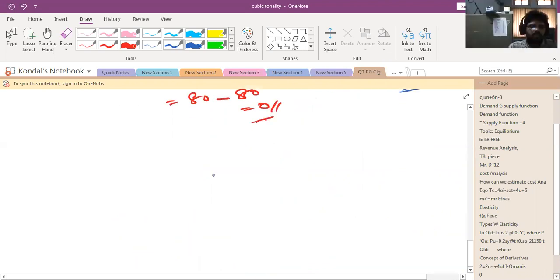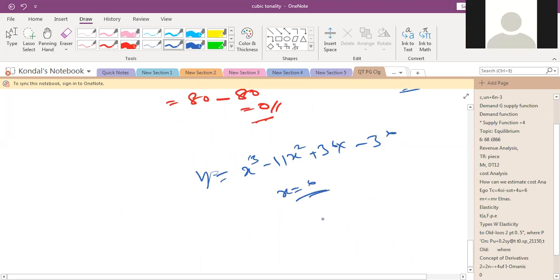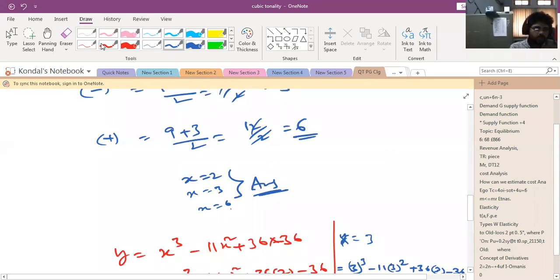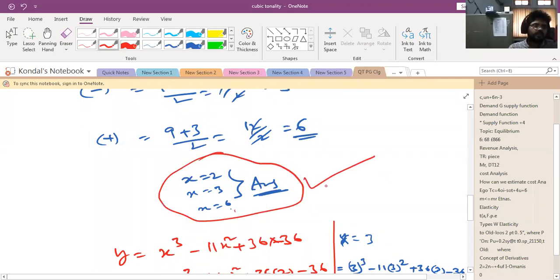Then y is equal to x power 3 minus 11 x square plus 36x minus 36. So x is equal to 6, you will get 0 also. You can check it once, then you will come to know whether your answer is right or wrong. So whatever values we got, that is the x values 2, 3, 6, these are the right answers.